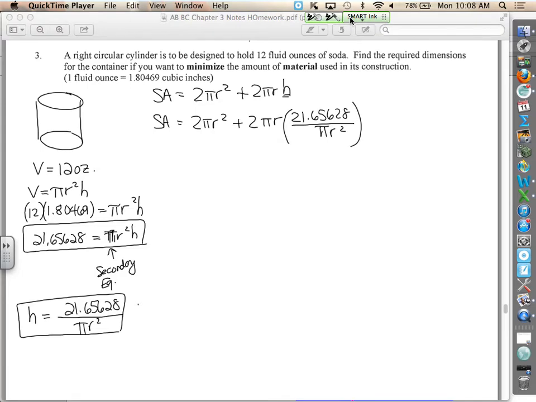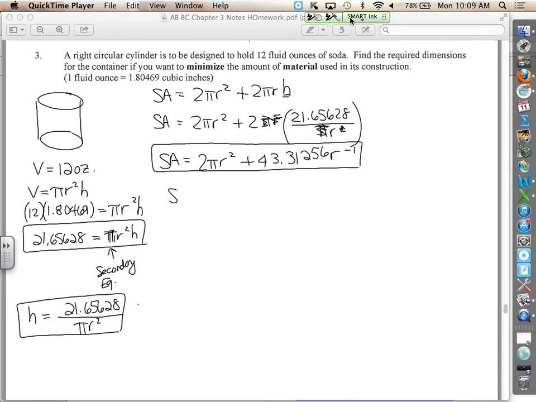All right, now we can simplify this a little bit because I have to do the derivative. So I'm going to make the derivative as nice as I can. This pi will cancel with this pi. One of these r's cancels with one of those r's. So I have 2 times that 21.65628. So that's going to give me 43.31256. And then r in the bottom, I'm going to bring up top and make it r to the negative 1. Great, now we're ready to take the derivative since I have all one variable here on the right-hand side.